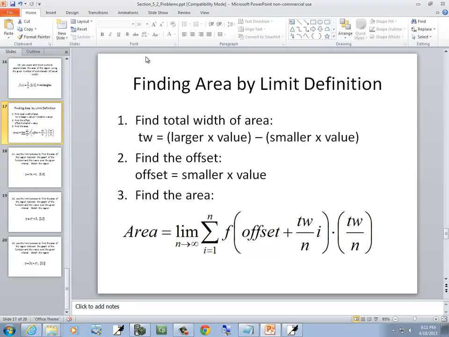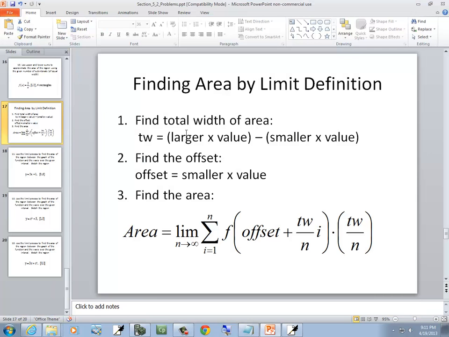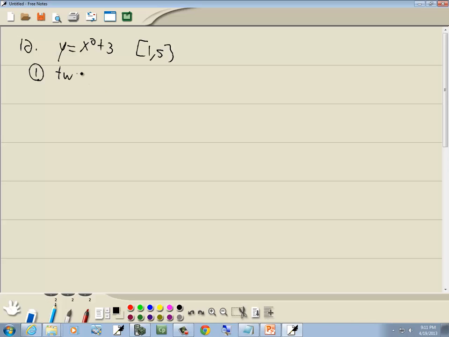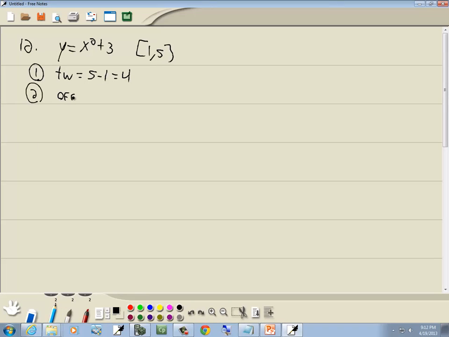Okay, find the area by the limit definition. First step, find total width of the area. TW is larger x value minus your smaller. So we'll have 5 minus 1, which gives us 4. Step 2, find the offset. Offset is your smaller one, which is 1.